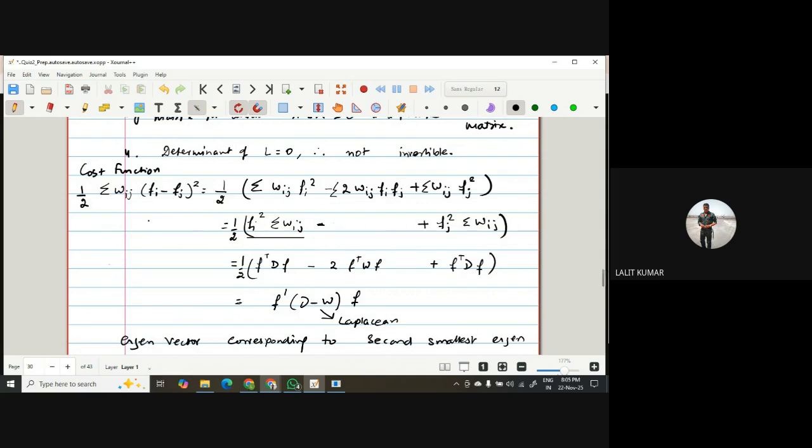Basically, the cost function is this: half w_ij (f_i minus f_j) squared. When we expand it, we find the w_ij f_i squared term is f_i squared times the sum over j of w_ij. The sum of w_ij is nothing but the degree matrix which we have found. Minus 2 w_ij f_i f_j is nothing but minus 2 f transpose W f, where W is the first matrix, the adjacency matrix, and this third term is f transpose D f. We calculate, then it becomes f transpose (D minus W) f. This is the approximation of the cost function.